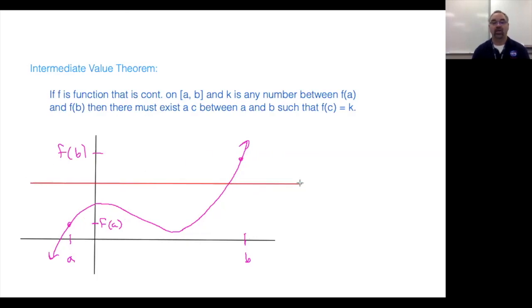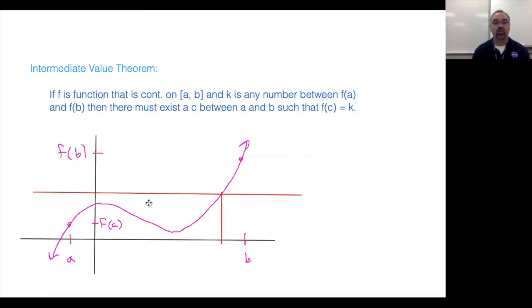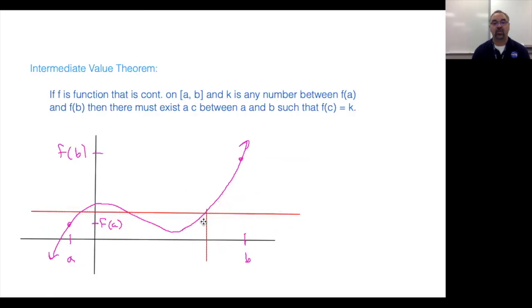I'm just going to draw a horizontal line here that we can move around, and you can see that I can move this up and down, and it might hit the graph in more than one place. Might only hit in one place. But no matter what, wherever I put this, as long as I stay between f of a and f of b, there's at least one value in the interval. In this case, if I drop straight down from here, there's my c value. If I move the k line down, then here's a c value, or here's a c value. And notice, no matter where I put that, the c value is always in between a and b. So that's the intermediate value theorem.